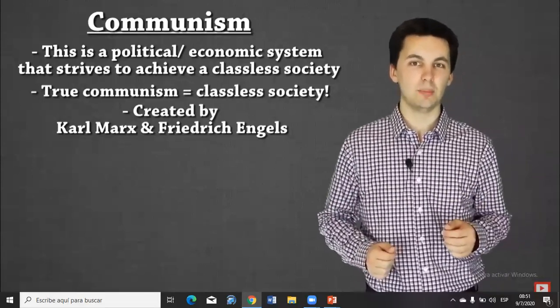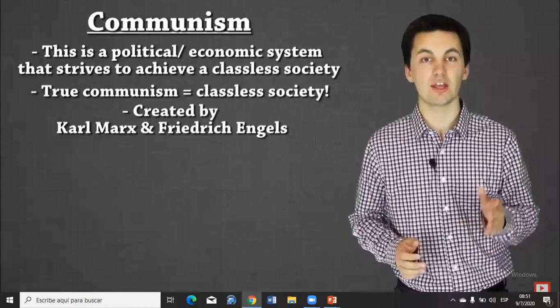Marx believed that for communism to work, we had to have a big government, at least at the start.